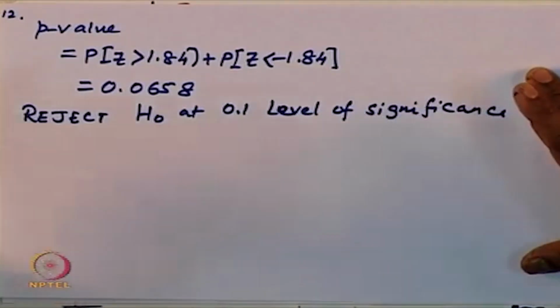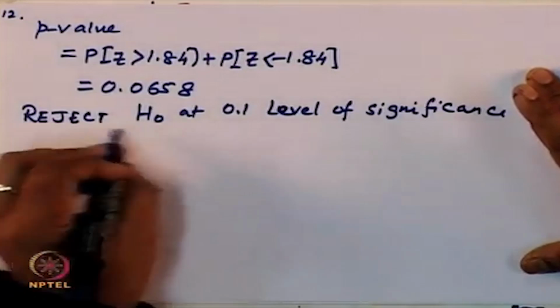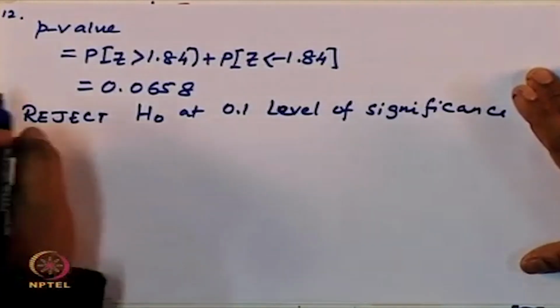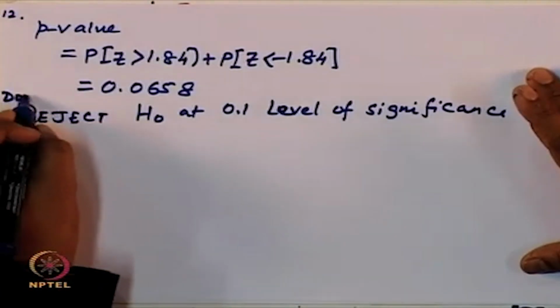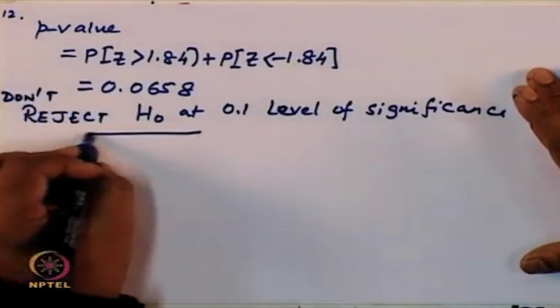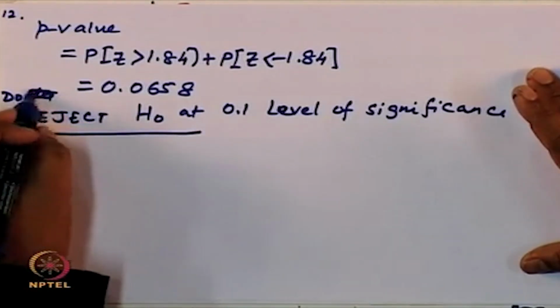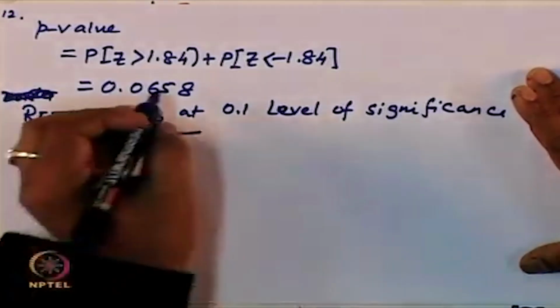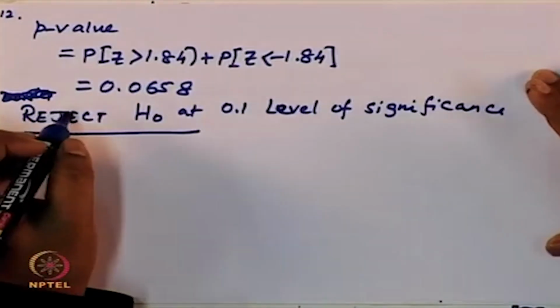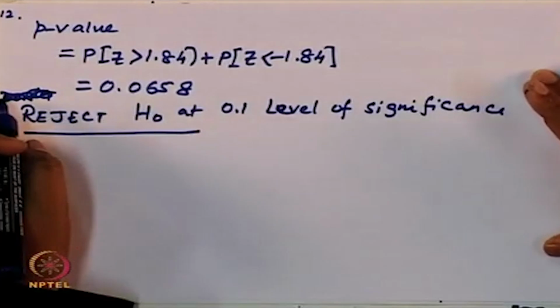Okay. So, in this case, we can reject H naught at 0.1 level of significance. At 0.05 level of significance, we do not reject H naught.